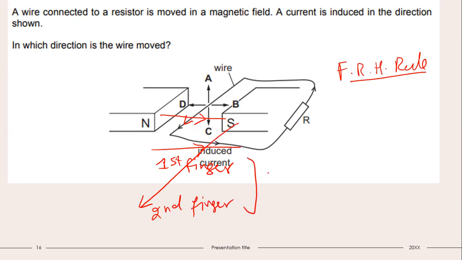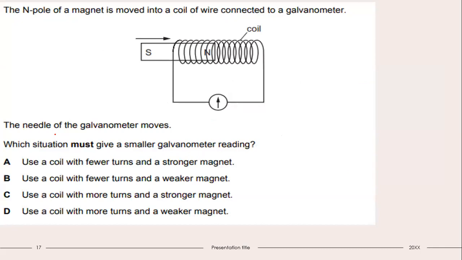And both of them should be of your right hand. So when you do this, you can clearly see that the thumb is in downward direction. So your answer is C. Okay, next, the north pole of a magnet is moved into the coil of wire connected with a galvanometer.